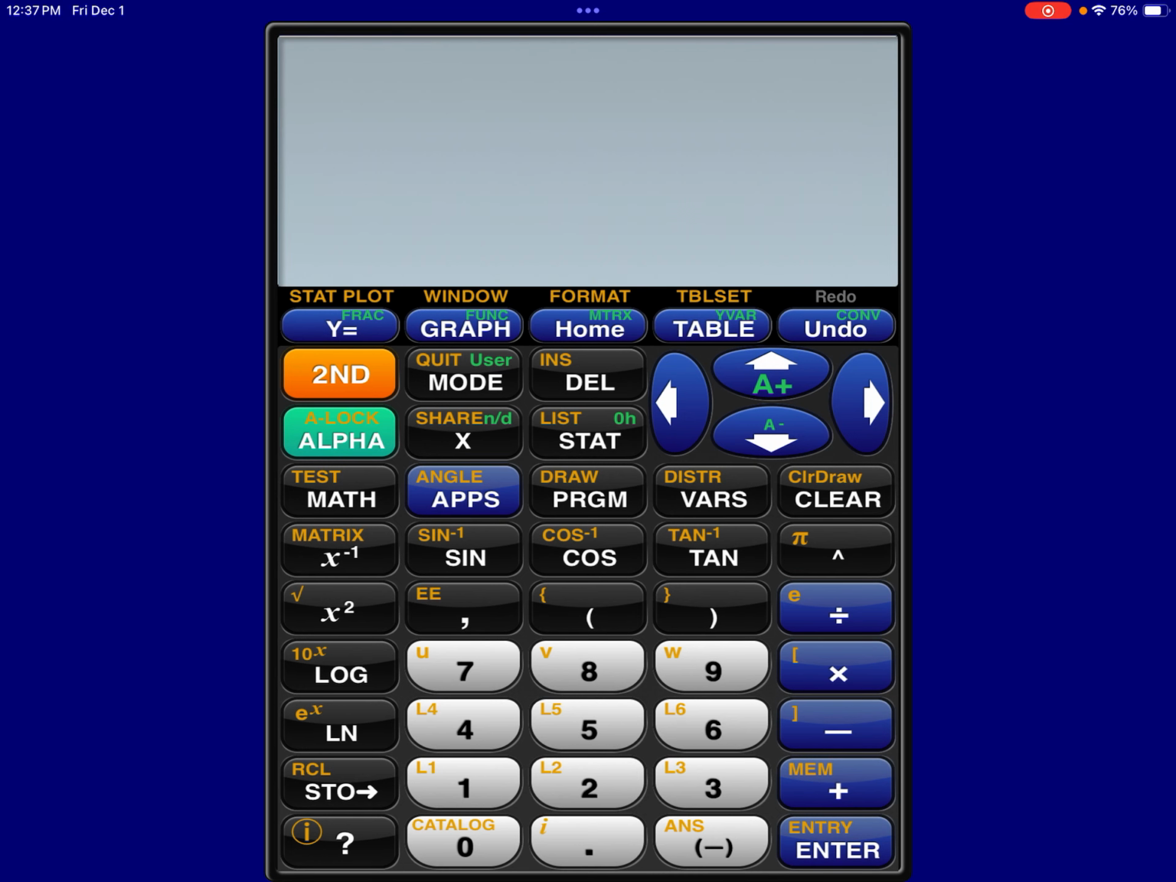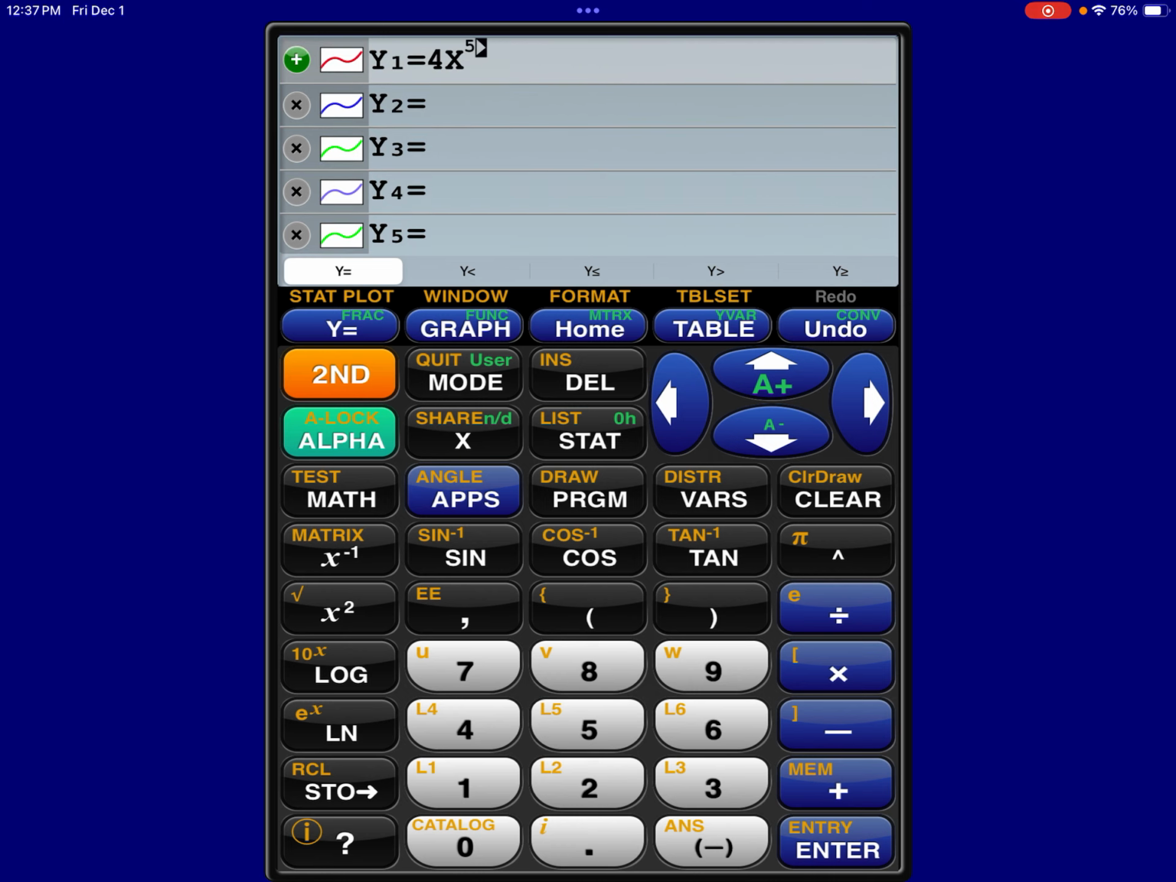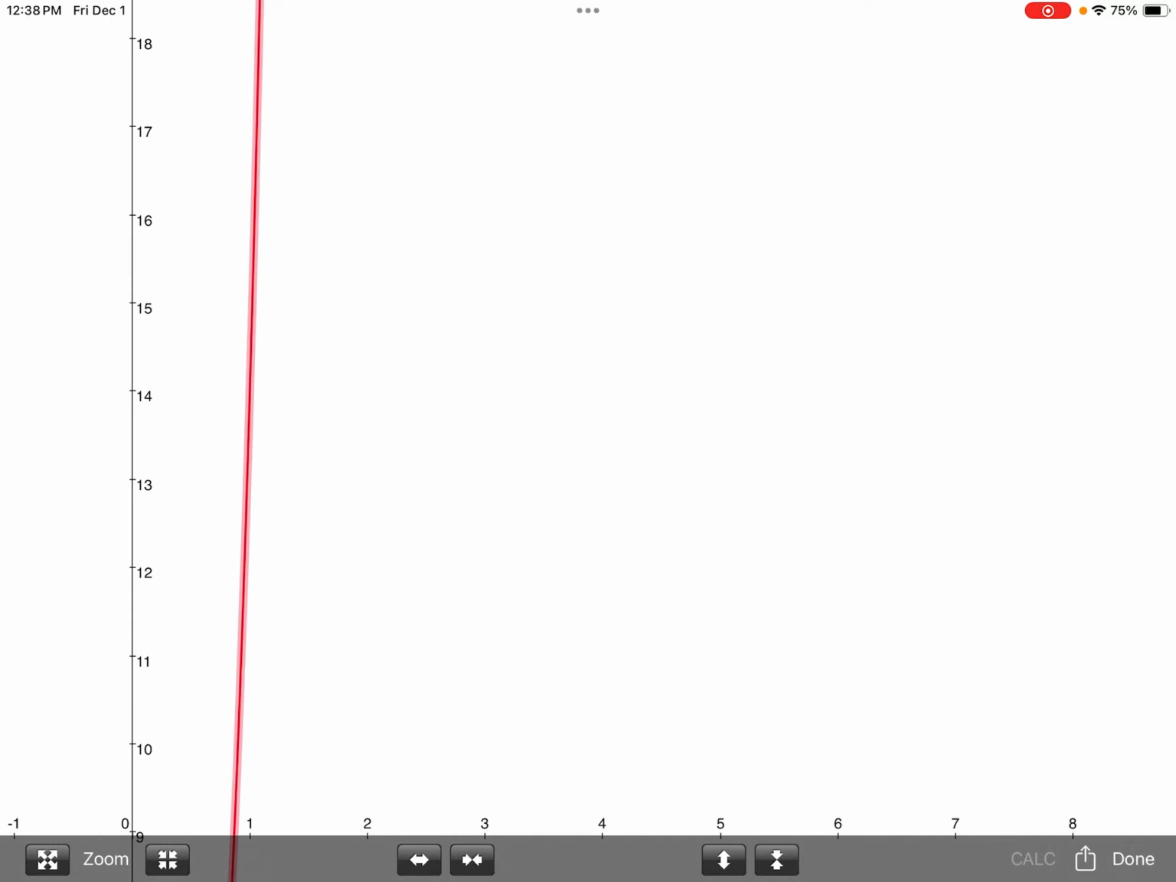Okay, so go to y equals, erase the old problem. The new one is 4x raised to the 5th, and then minus 3x raised to the 4th. And there's plus 2x cubed, plus 4x squared, and then the all-important plus 1. And then take a look at the graph, and where's the graph? Oh, there it is.